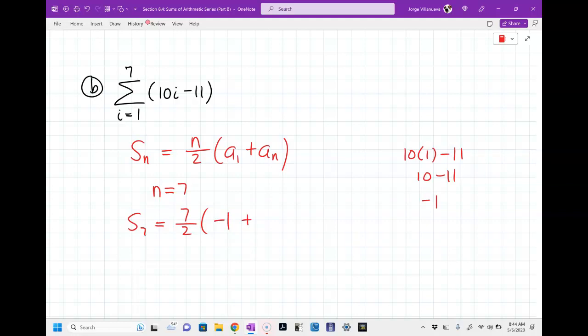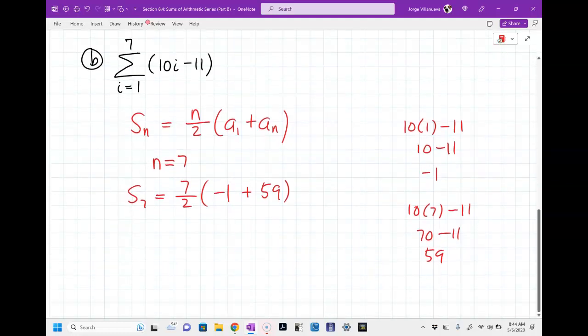Now I'm going to figure out my last term. To find my last term, I'm going to plug in the top number, the 7, into the equation. So 10 times 7 minus 11. That's 70 minus 11, so that's 59. So 59 goes there.